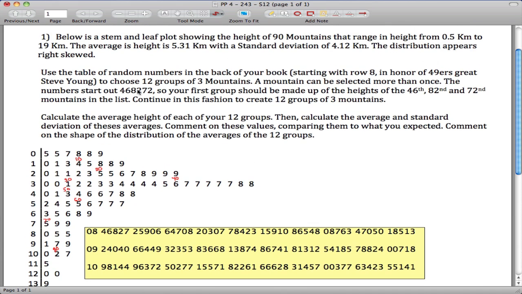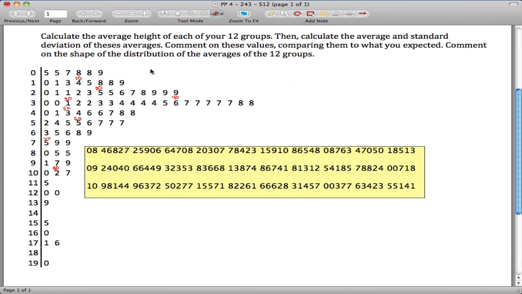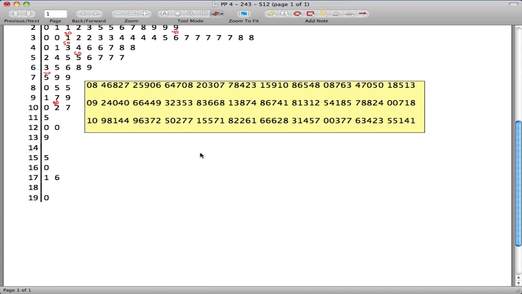So what it's saying is use the table of random numbers in the back of your book, which I copied right here. This is row 8, row 9, and row 10, to choose 12 groups of 3 mountains. And then it gives some information on that. Then we want to calculate the average height of each of the 12 groups, and then calculate the average and standard deviation of these averages. So, okay, a lot of work to do. I'll do the first few to show you how to do these.